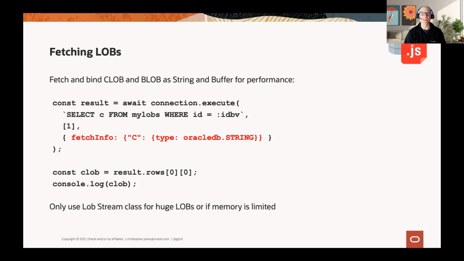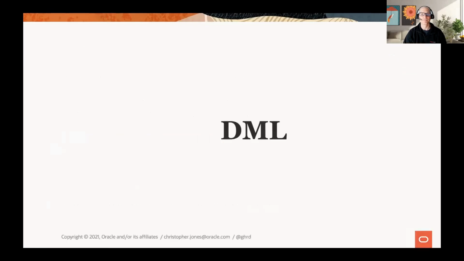We're not really in that space, most of us, and this actually turns out to be very efficient, much faster than trying to deal with a LOB instance and trying to get your own streaming back from that, even if it's the same data size. So you turn this on, probably as a global setting called fetch as string or fetch as buffer. So that's getting data out.